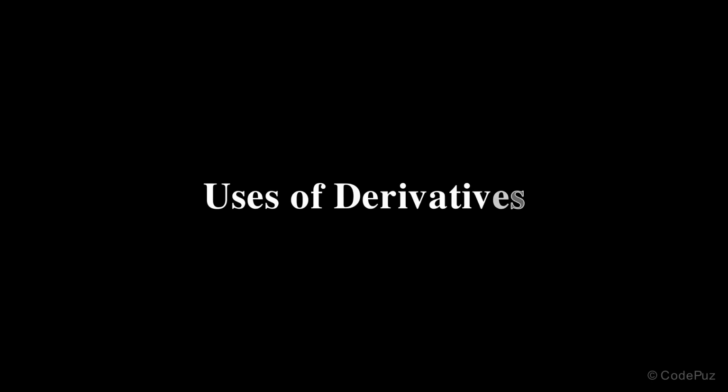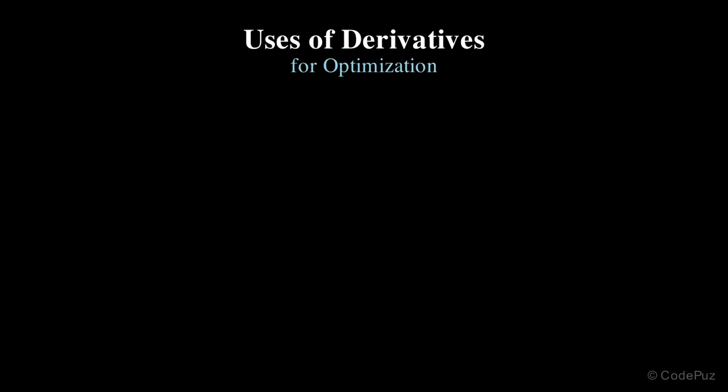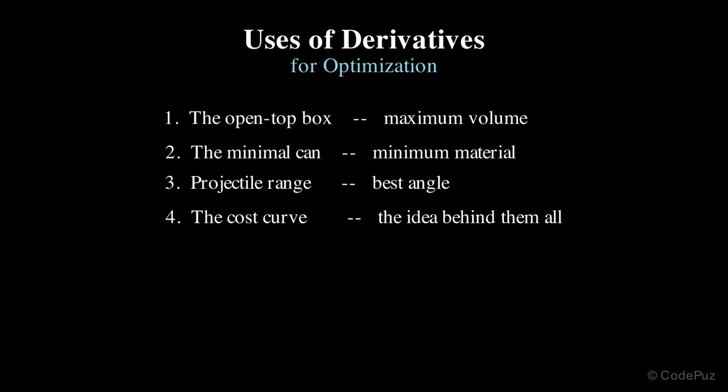Every optimization problem asks the same question. What is the best you can do? The biggest box, the cheapest can, the farthest throw. Calculus answers all of them with one idea, the derivative. Let's see how it works.